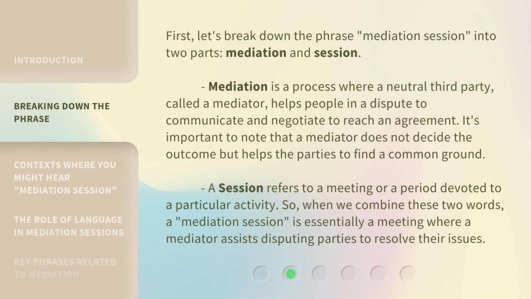First, let's break down the phrase, mediation session, into two parts, mediation and session. Mediation is a process where a neutral third party, called a mediator, helps people in a dispute to communicate and negotiate to reach an agreement. It's important to note that a mediator does not decide the outcome but helps the parties to find a common ground. A session refers to a meeting or a period devoted to a particular activity. So, when we combine these two words, a mediation session is essentially a meeting where a mediator assists disputing parties to resolve their issues.